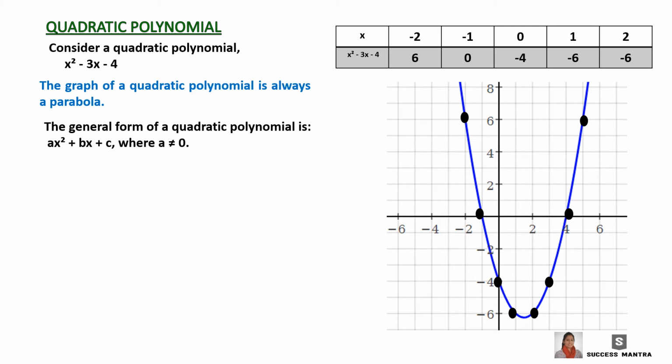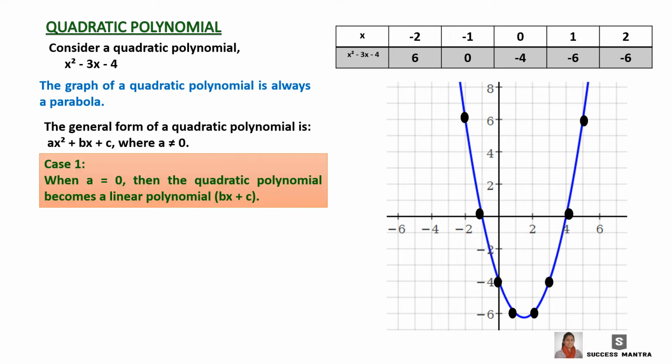We know that the general expression of a quadratic polynomial is ax square plus bx plus c, where a is not equal to 0. So we have three different cases based on this general expression. First one is when a is equal to 0. This I have told you in the previous video that when a is equal to 0, the above expression becomes bx plus c. Then it becomes not a quadratic polynomial, it becomes a linear polynomial. So for a quadratic polynomial, a is not equal to 0.